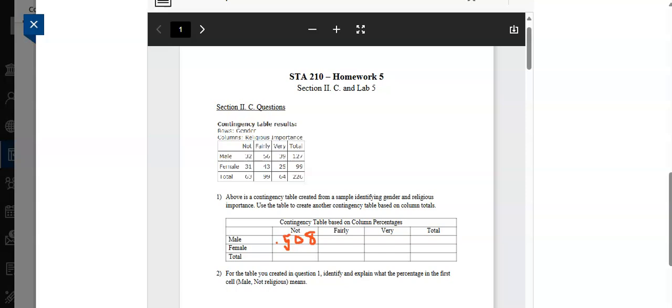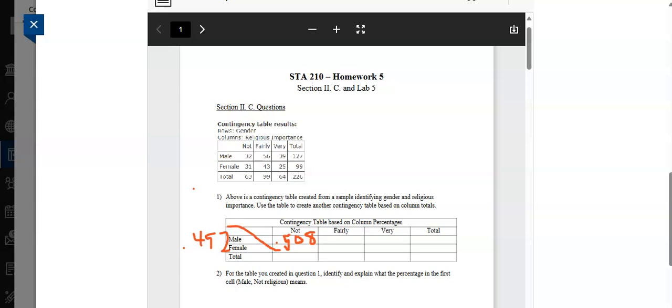Now we'll do the same thing for female. We'll take the 31 females and divide by the total of 63, and that is 0.492. Because I am drawing like a first grader, I'm going to put it out here and put an arrow, so that actually goes in that cell right there. And for the total, these two should add up to one.